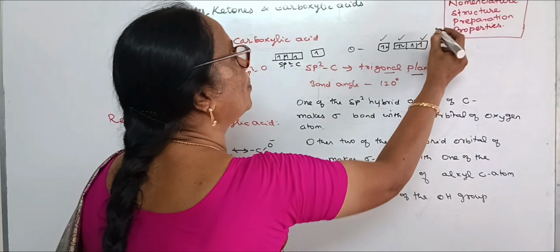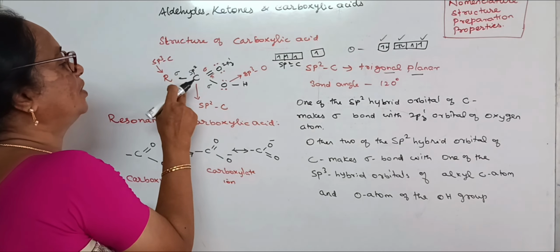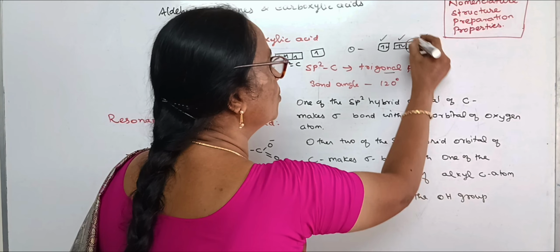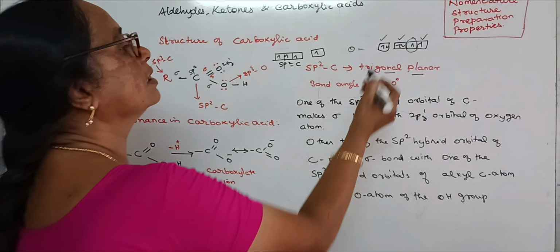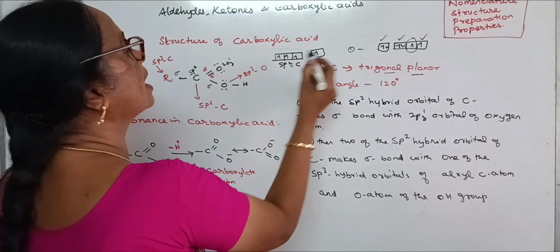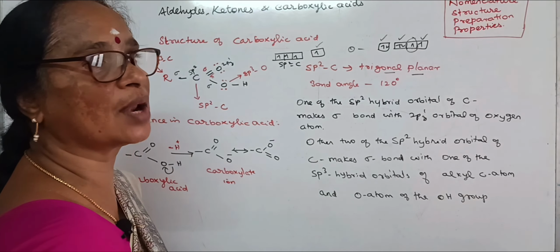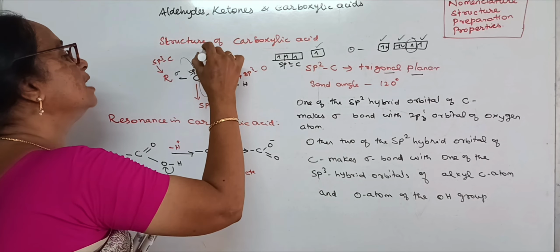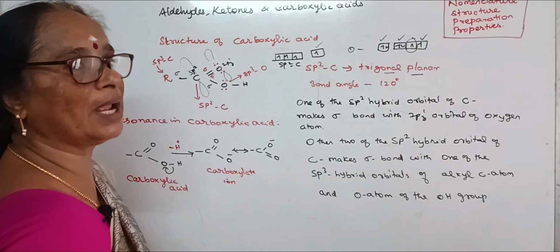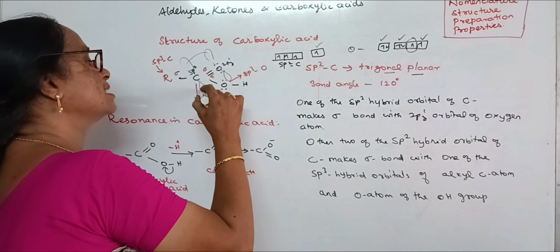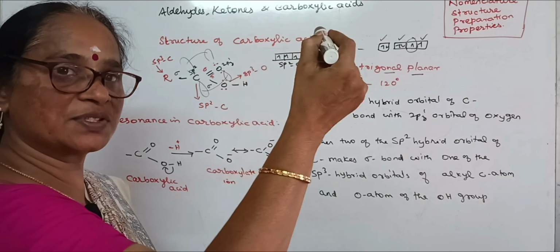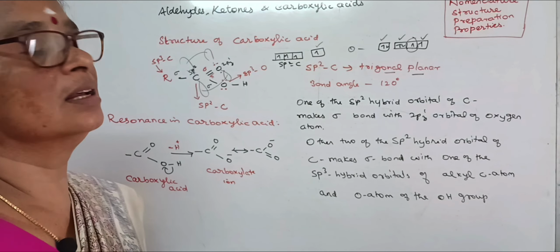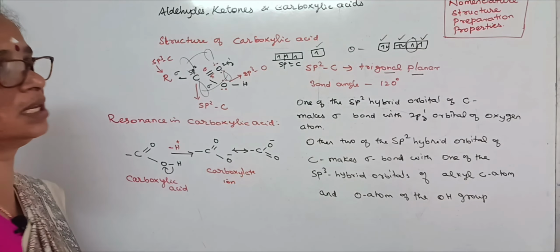One of the p orbitals makes a sigma bond with the sp2 hybrid orbital of the central carbon atom. So it has one more p orbital electron, and the carbon atom also has one p orbital electron. Those two p orbitals lie perpendicular to the plane of the trigonal planar and undergo sideways overlapping, which gives rise to the pi bond between the carbon and oxygen. This is the structure of the carboxylic group.